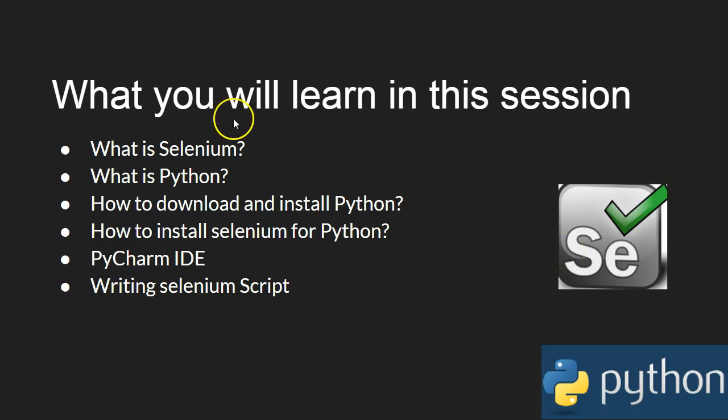Then I promised what you will learn in this session: what is Selenium, what is Python, and how to download and install Python, which we did from the python.org website. Then we learned how to install Selenium for Python using the pip install selenium command. Pip is a package manager which installs all the packages we need when using Python. Then we downloaded PyCharm IDE, where we configured a bunch of options. Then we wrote our Selenium script of launching google.com and typing something. I'm glad that we have completed all these topics, and I hope you have understood the basics of Selenium, Python, and how we can do the entire setup.